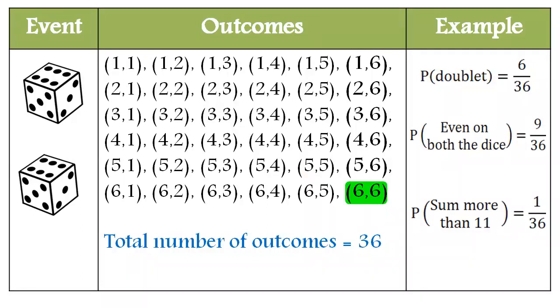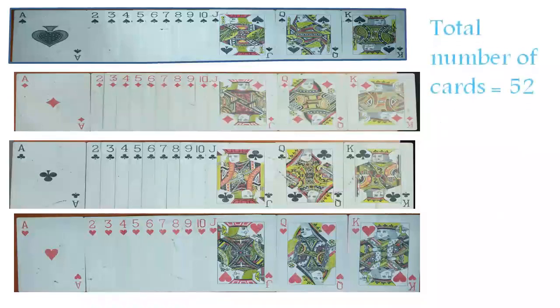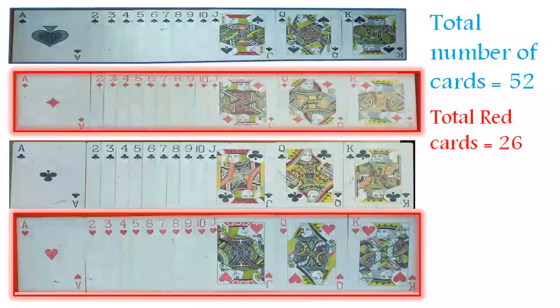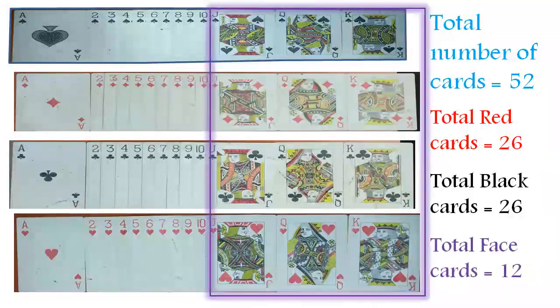Sometimes questions will be asked on playing cards. We will call it a deck of cards. We have 13 cards of spade from 1 to 10 and jack, queen and king. Similarly, 13 cards of diamond, 13 cards of club and 13 cards of hearts. In this way, total number of cards are 52. Here we have 26 red cards, 26 black cards and 12 face cards.